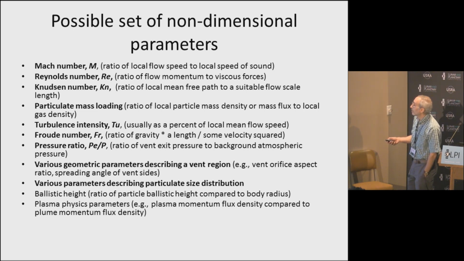Reynolds number is a ratio of the momentum to viscous forces. Knudsen number, which I'll talk some about today, can be made up of Mach number and Reynolds number, and it's a ratio of mean free path to some suitable flow scale length. Again, this is a scalar that varies throughout the flow.